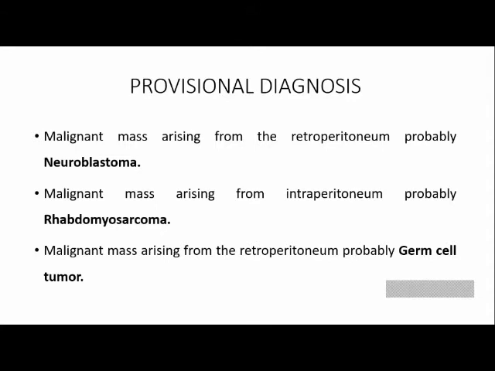The points against neuroblastoma are... there is no other point against neuroblastoma. There are no other features of metastasis. There are no other features of malignancy, sir. There are no features to suggest a paraneoplastic syndrome, which may be present in any neuroblastoma.